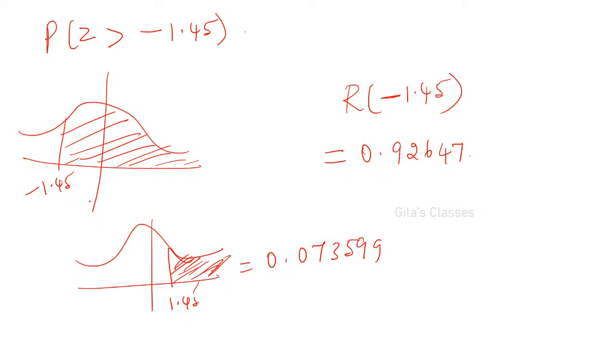One minus r of 1.45. Yes, you can take it like that also, one minus, you can also take. Yes, Uma, it is right. R is not negative. Actually, to the point.